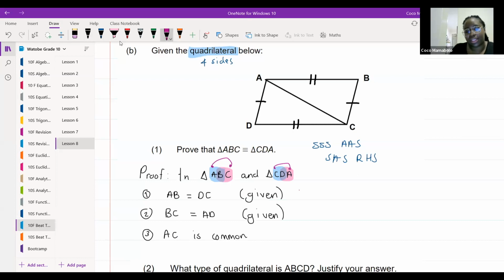Now we know that this is a side and that is a side, and AC is also a side. So we can say, therefore, triangle ABC is congruent to triangle CDA. And our reason for congruency here is side, side, side.